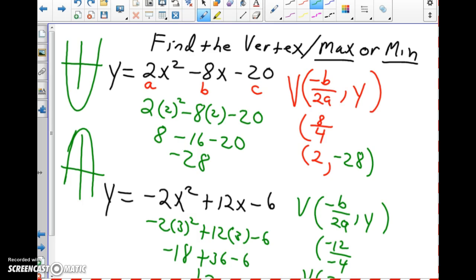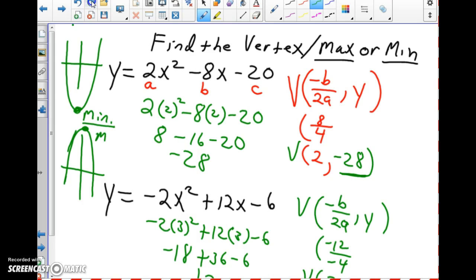Take a look at this. This point right here is going to be what? A maximum or a minimum? A minimum, right? And this point right here is going to be what? A maximum or a minimum? That's a maximum. Very good.